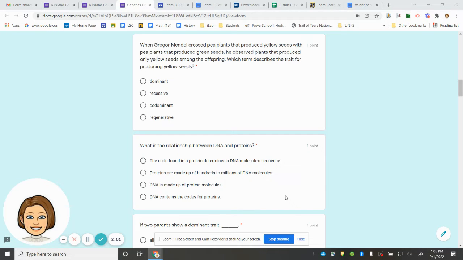Number 6. What is the relationship between DNA and proteins? The code found in a protein determines a DNA molecule sequence. Proteins are made up of hundreds to millions of DNA molecules. DNA is made up of protein molecules. DNA contains the codes for proteins.